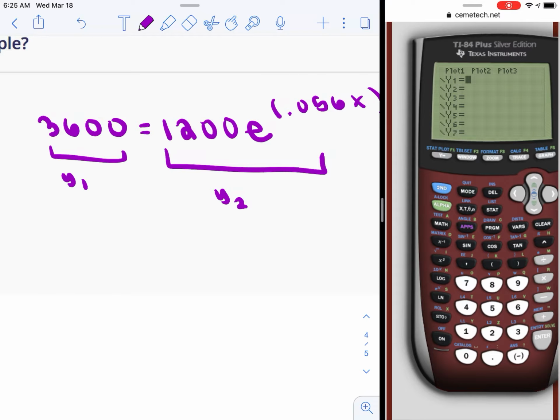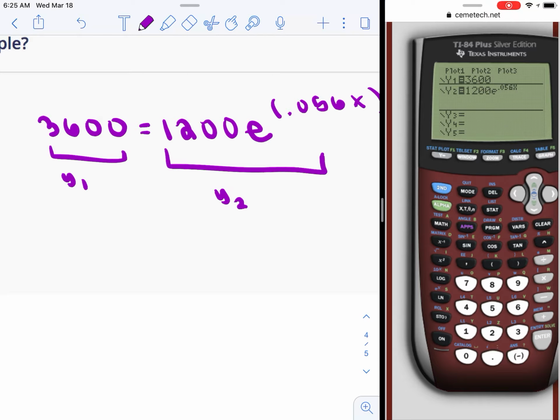So Y1 would be 3,600, Y2 would be 1,200, E, and then 0.056, and then with that X that I was talking about.